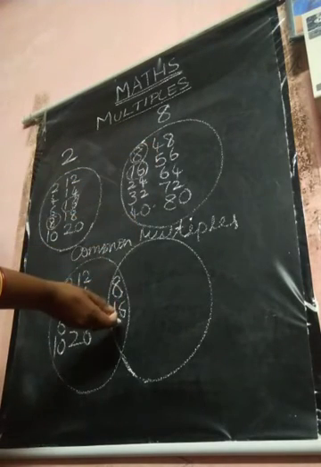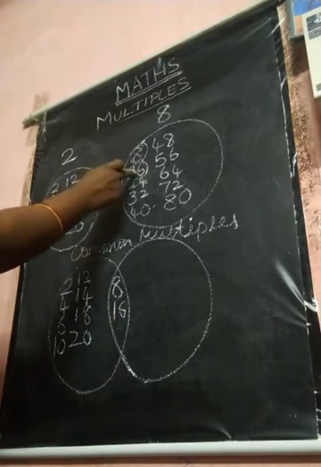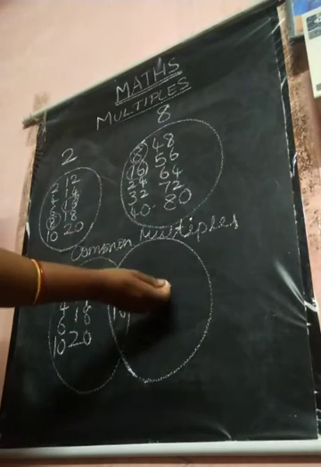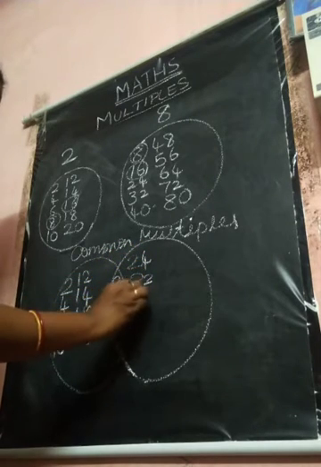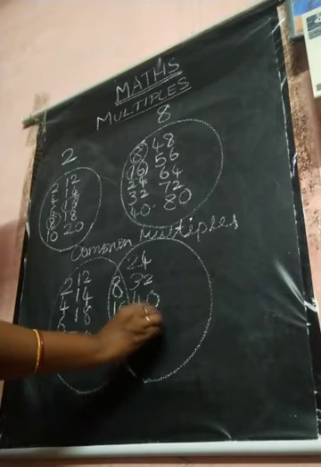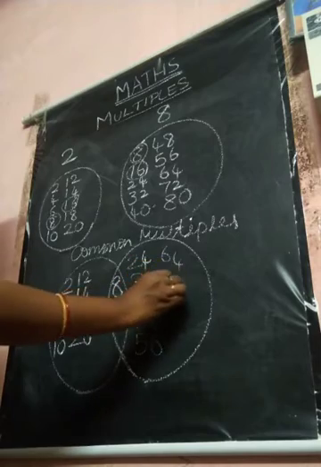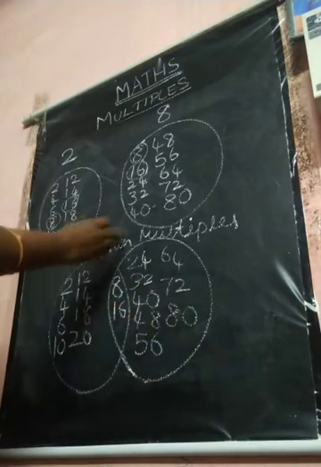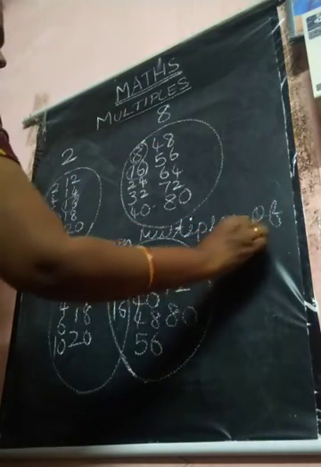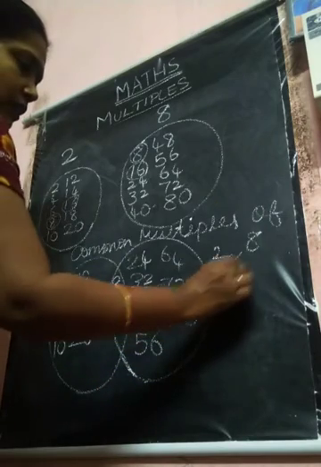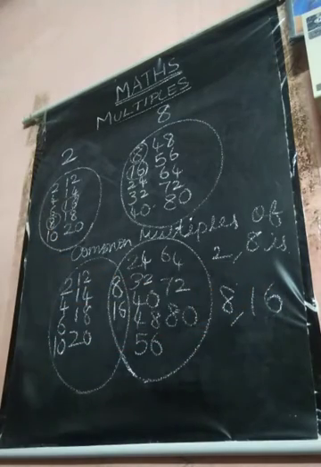Here 8 and 16 are both having, so you write them in the middle. Both are having the common multiples 8 and 16. The remaining things you take and write in this space: 24, 32, 40, 48, 56, 64, 72, 80. The common multiples of 2 and 8 are 8 and 16. All of them understood?